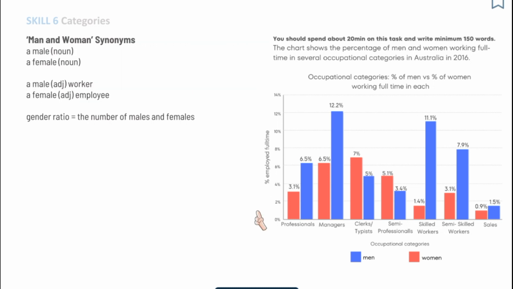Okay, next let's talk about synonyms for man and woman. Okay, so we can use nouns a male and a female. We can use these words as adjectives as well, like a male worker or a female employee. We can also use this phrase, a gender ratio, which is the number of males and females. So this graph over here is actually about gender ratio in several occupational categories.